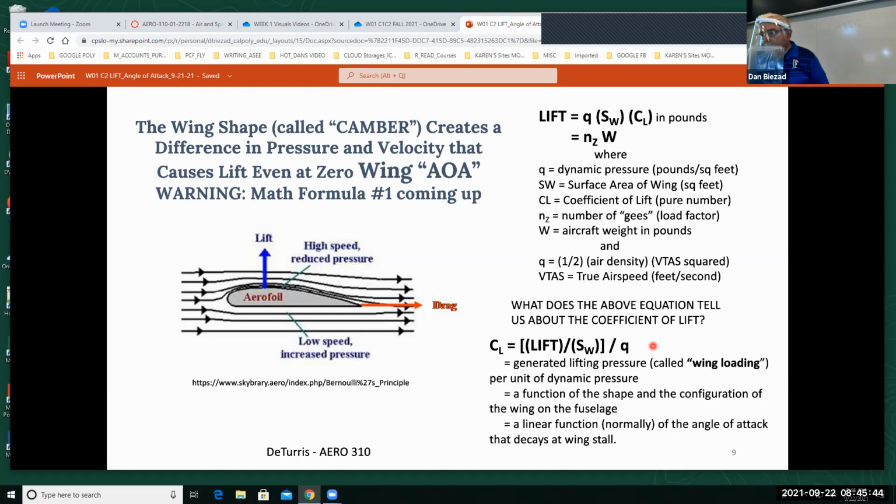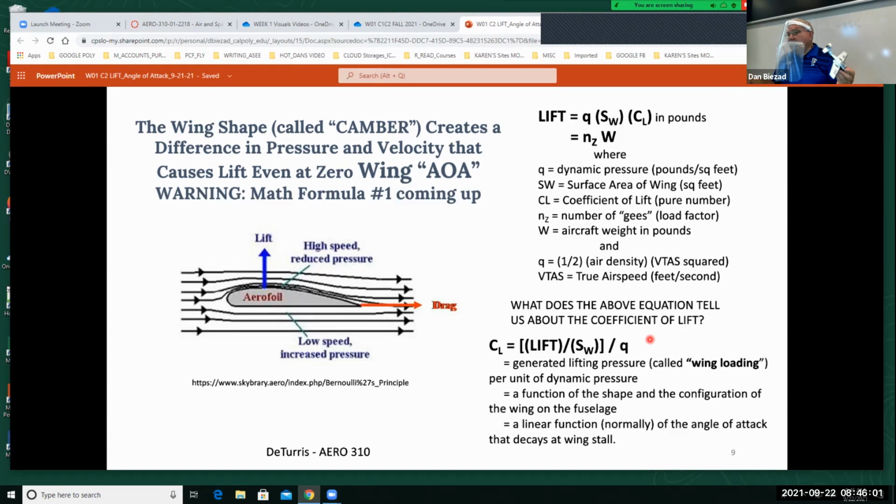So this lift over S sub W is called wing loading. It's the pressure acting upward on the lift. And of course, G's are involved in it. It's also related to the number of G's. If I pull too much pressure at Nz max, I will bend the wing or break the wing. And that's what you can see from that formula.